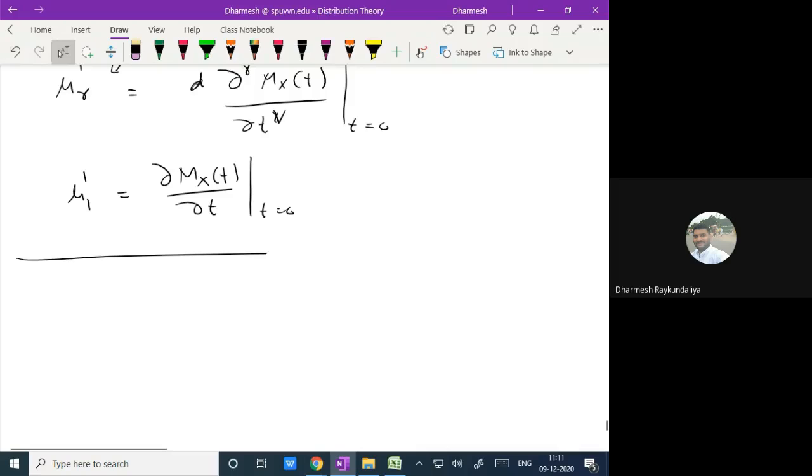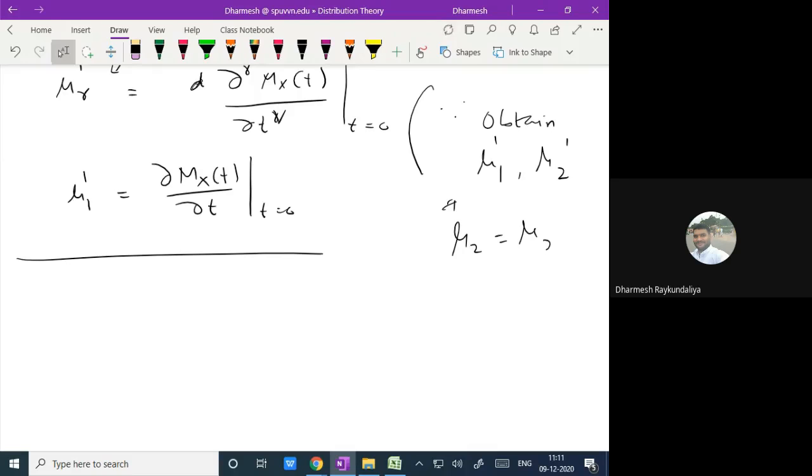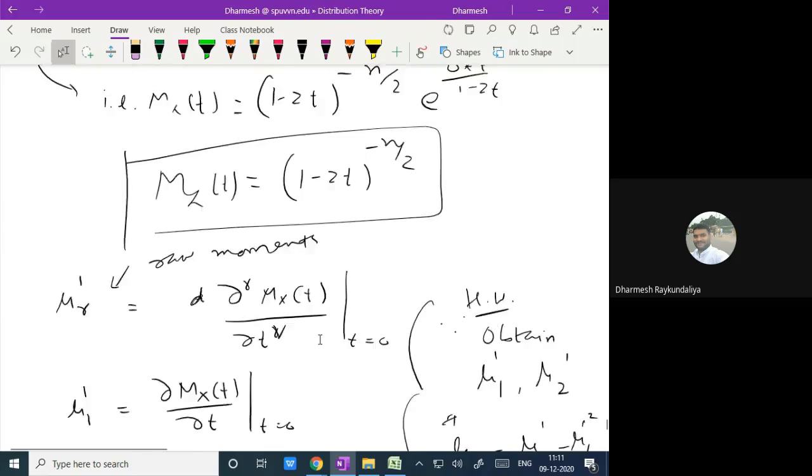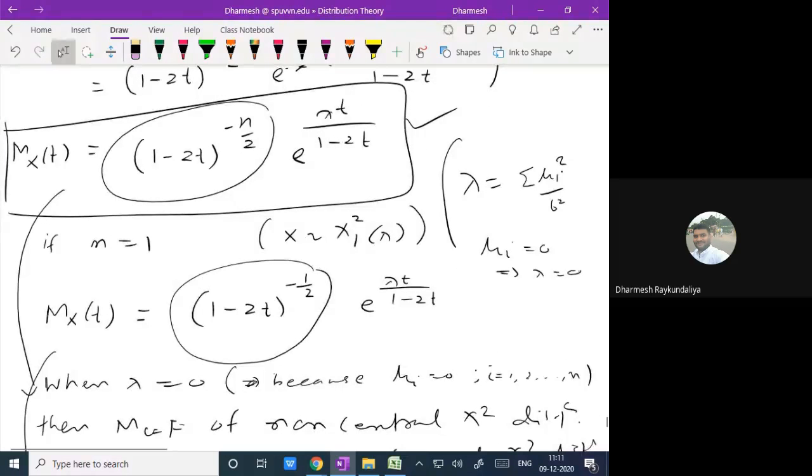So you can find out in the homework, obtain mu1 dash, mu2 dash, and mu2 equal to mu2 dash minus mu1 dash square. So just use the mu1 dash and mu2 dash, you can obtain the mu2. So this is the homework. You have this MGF, take the derivative, partial derivative with respect to t, and then equate it to 0.